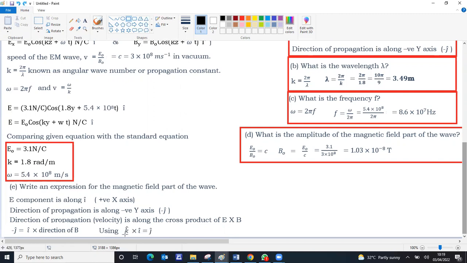So you already know i cross j is k, j cross k is i, and k cross i is j. If k cross i is j, you can reverse it, get the negative. So i cross k will be minus j. So i cross k is minus j. So we compare this, i cross k only will give minus j. That means direction of magnetic field is along k. So the B component will be along the z axis.